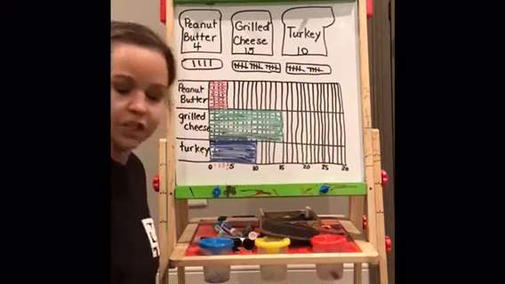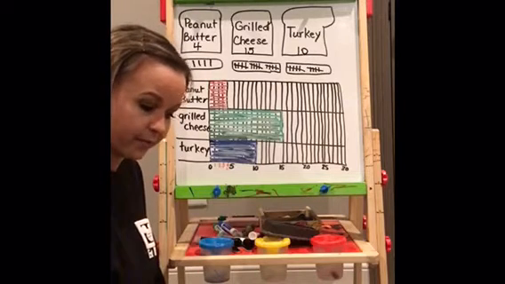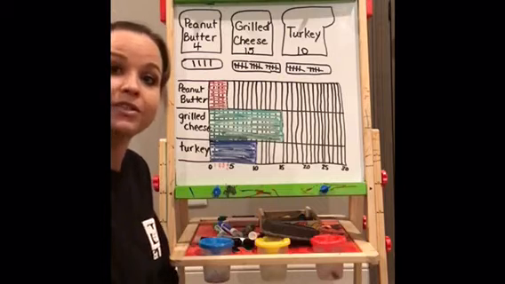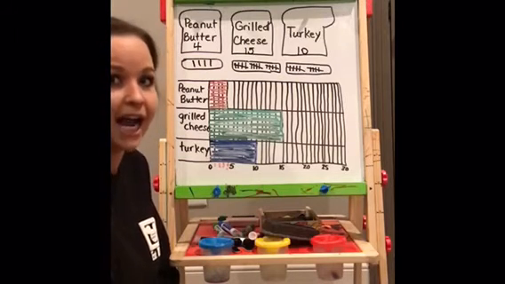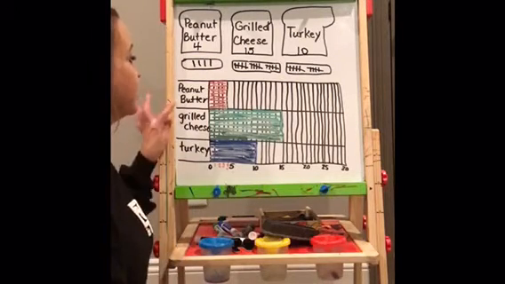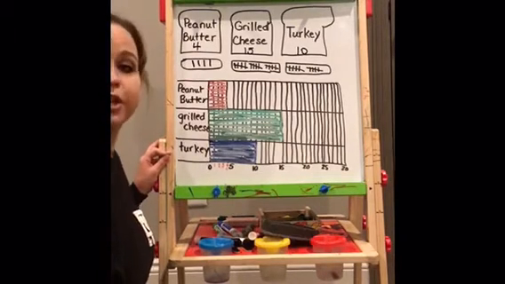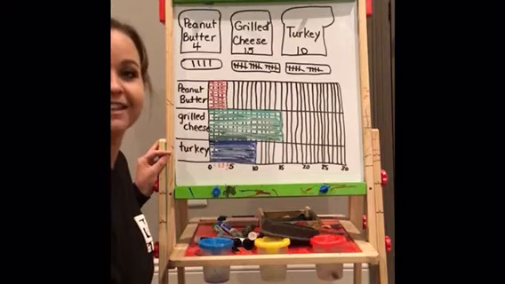Okay, now let's read question C out loud together. Which sandwich did you choose in the survey? So I didn't get to ask each of you individually, but I want you to choose. Do you like peanut butter better? Do you like grilled cheese? Or do you like turkey best? You can go ahead and decide.